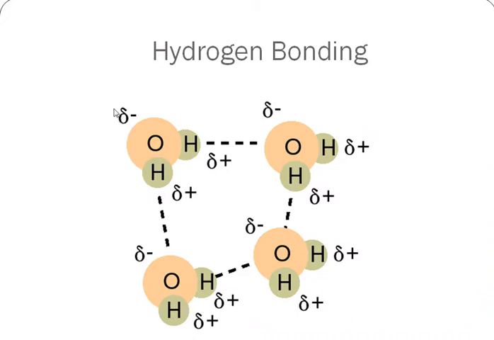Then this little sign here that looks kind of like an S, that means partial. So partial negative here with the oxygen because it's got those electrons closer, hydrogen, partial positive. And so this positive is attracted to that negative. And we end up with this wonderful mat of this attraction, and that is what makes water so vital for life.